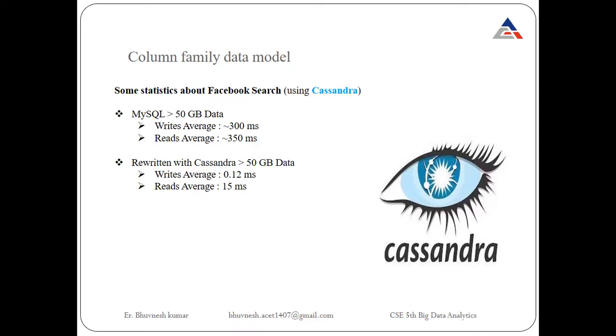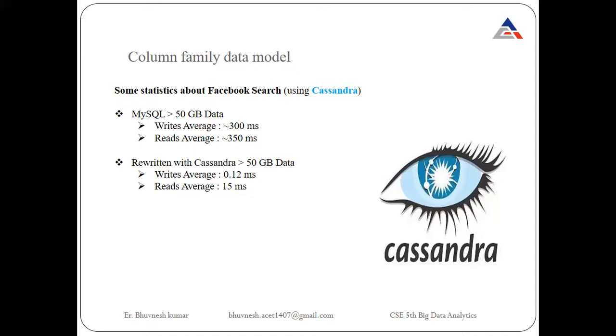But according to the latest technology, the NoSQL concept, where the database used is Cassandra, if the data is greater than 50 GB, writing the data takes only 0.12 milliseconds, and reading that data takes only 50 milliseconds. There is a huge difference between writing and reading data in MySQL and in Cassandra. In MySQL there is maximum time consumed, but in the Cassandra database the time is reduced. In a limited time your data can be read as well as written, in 0.12 milliseconds, but in MySQL it will take 300 milliseconds. That is the statistics taken.